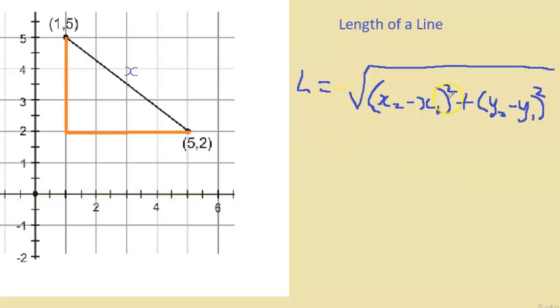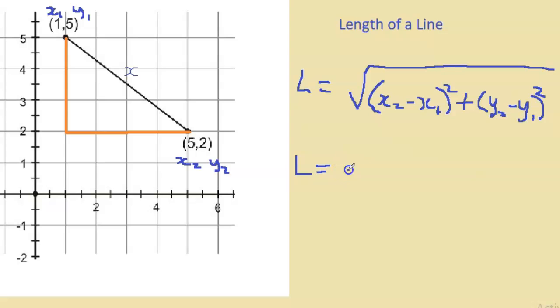Let's actually use the formula to find the length of this line and see if we get the same 5. Now before we go on, let's label x1 and x2. Which x value do you want to call x1? Let me call this x1, which means this would have to be y1. And let me call this x2, which means the other value would have to be y2.